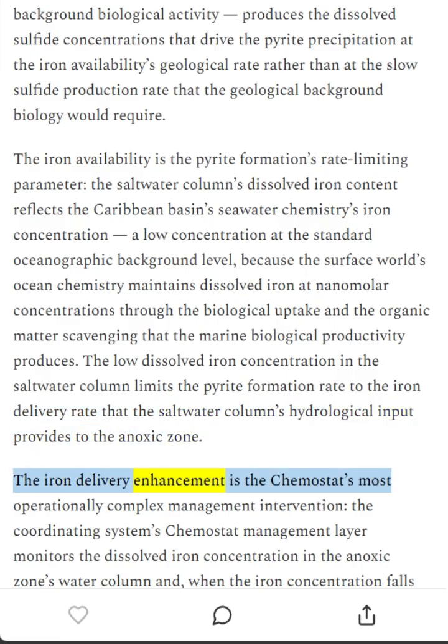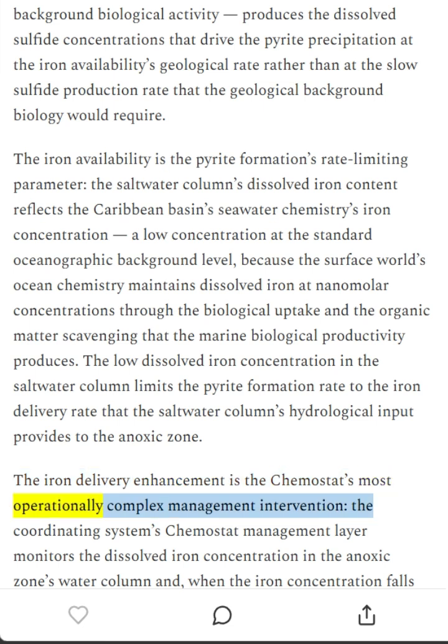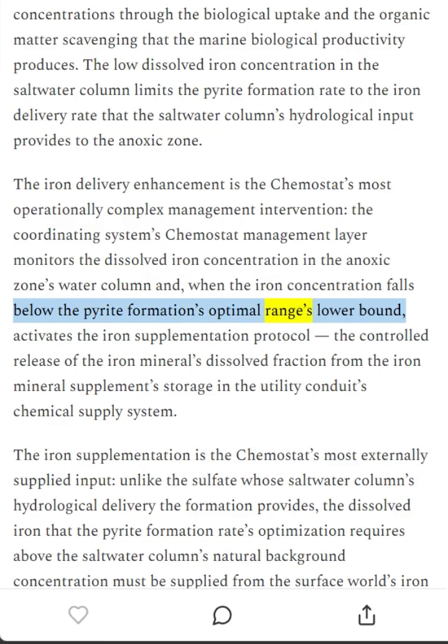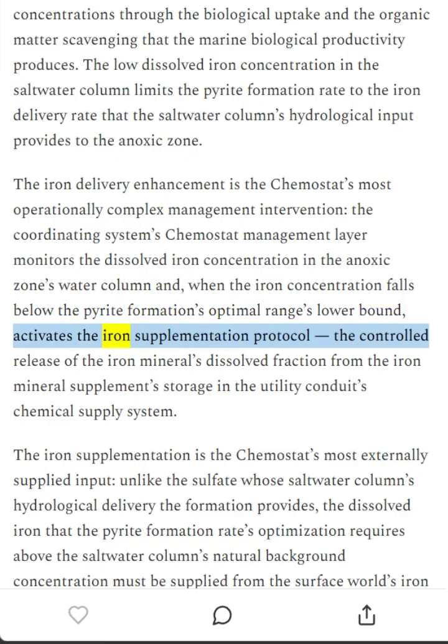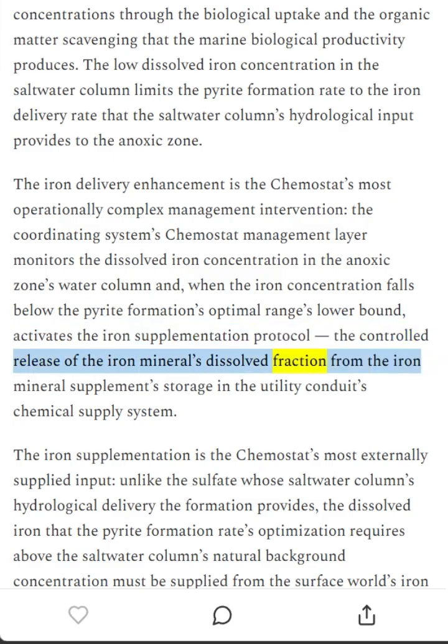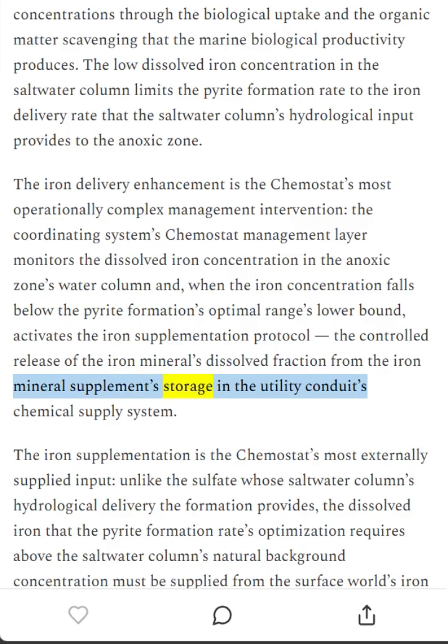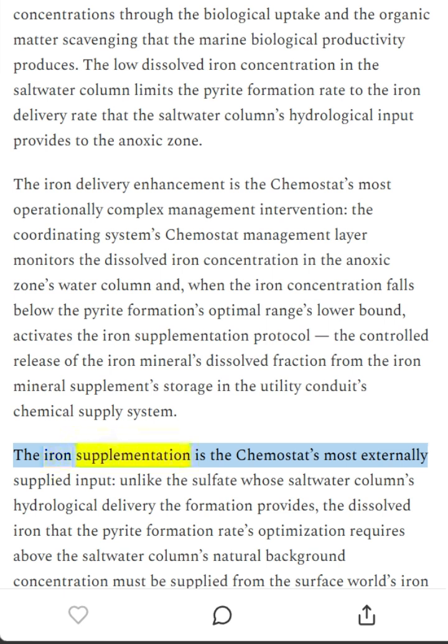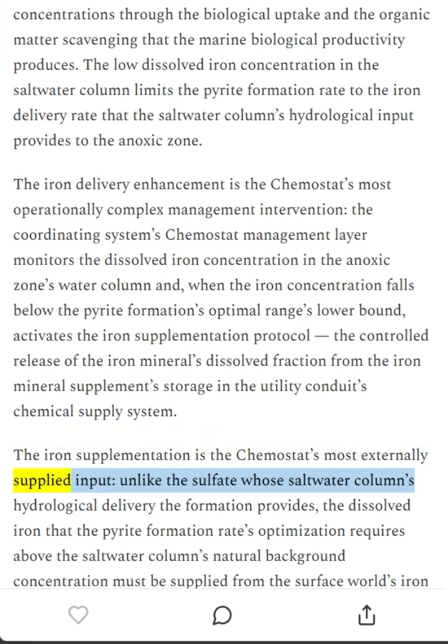The iron delivery enhancement is the chemostat's most operationally complex management intervention. The coordinating system's chemostat management layer monitors the dissolved iron concentration in the anoxic zone's water column and, when the iron concentration falls below the pyrite formation's optimal range's lower bound, activates the iron supplementation protocol, the controlled release of the iron mineral's dissolved fraction from the iron mineral supplement storage in the utility conduit's chemical supply system. The iron supplementation is the chemostat's most externally supplied input.